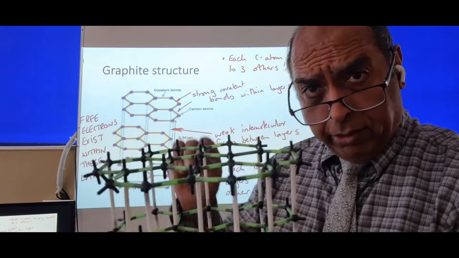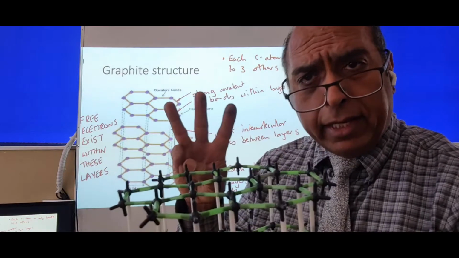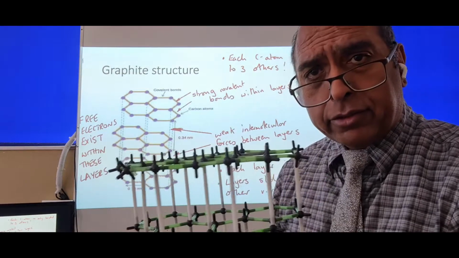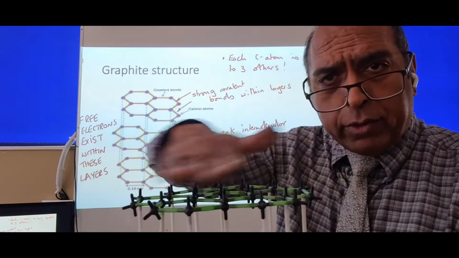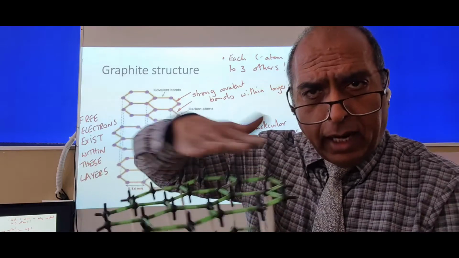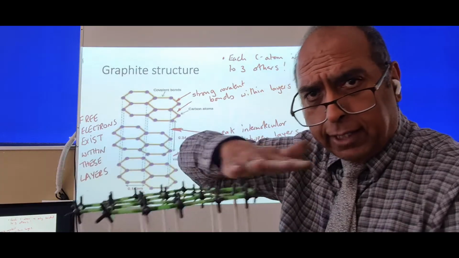To make three bonds, they use three electrons, the outermost electrons. So there's one electron left over. That electron is free to move around within the layers. So you've got this layer, and there's electrons moving around within it.